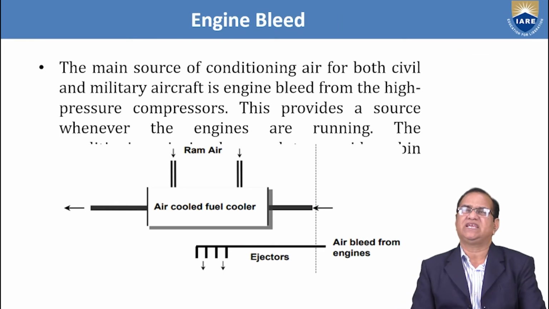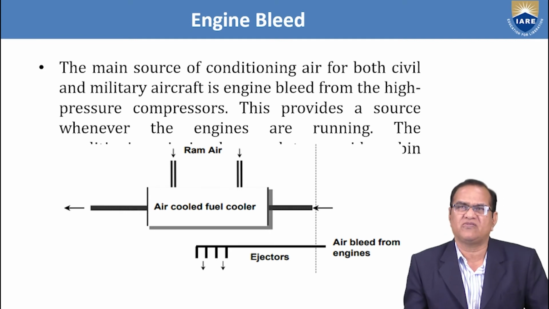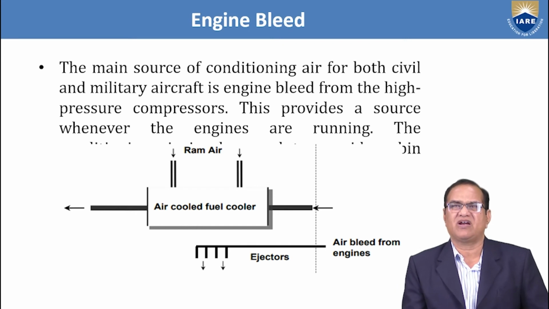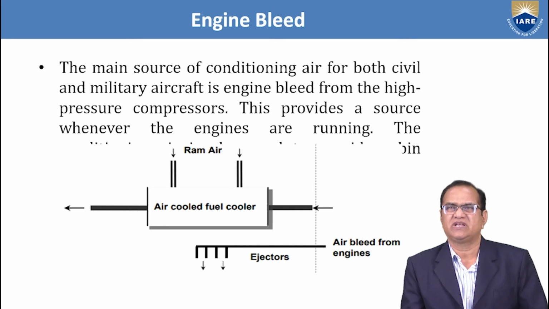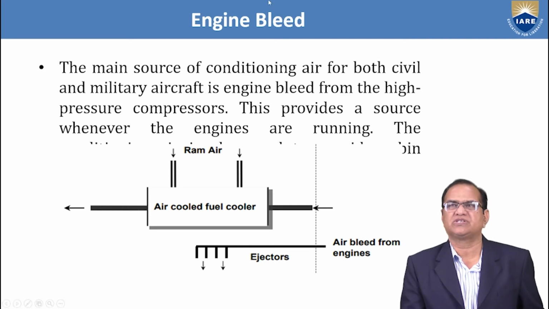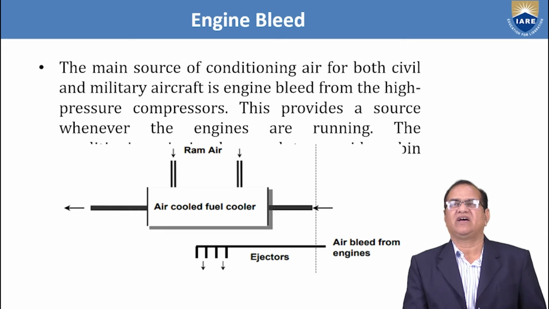And next we can see here engine bleed. The engine bleed also is used. The main source of conditioning of air for both civil and military aircraft is engine bleed from the high pressure compressor. This provides a source for the civil and military aircraft whenever the engines are running.